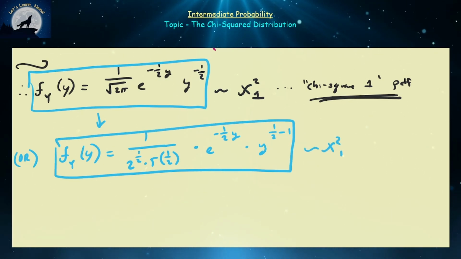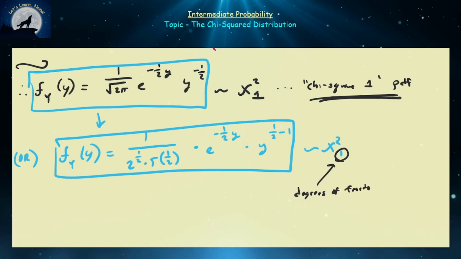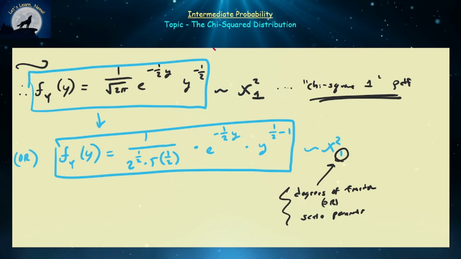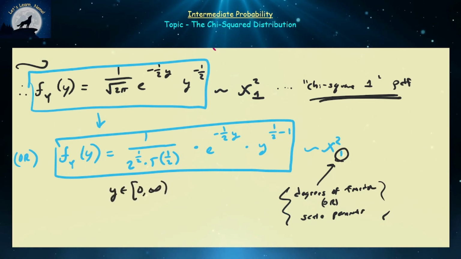And you may hear some terminology about this number. This is sometimes referred to as the degrees of freedom. Some people will also refer to this as the scale parameter of the chi-squared distribution. Right? And keep in mind, y belongs to the interval 0 to infinity. So that gives us our first chi-squared distribution.